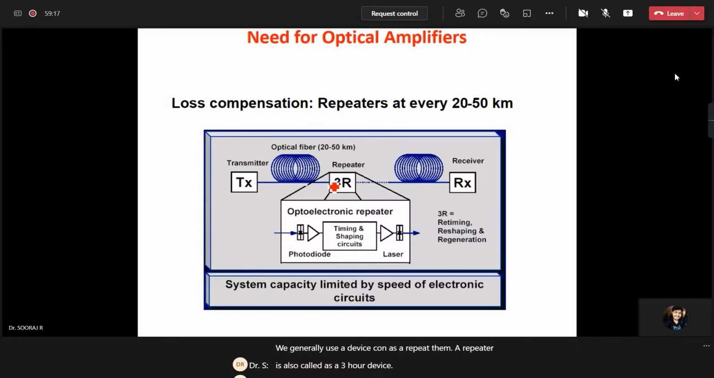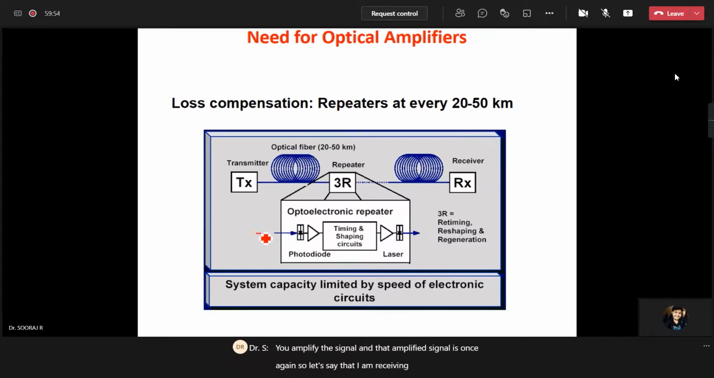This repeater will have a photodiode. It will receive the optical pulse, and this photoreceiver will convert the optical pulse to an electrical signal. Remember, we send in the form of photons. So we receive the photons and convert them into electrons and holes, or in other words, we convert it into an electrical signal. This electrical signal is fed to an electronic amplifier. So you have some op-amps or whatever it is, and you amplify the signal.